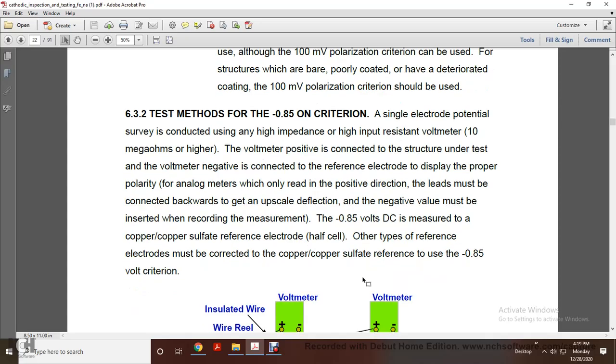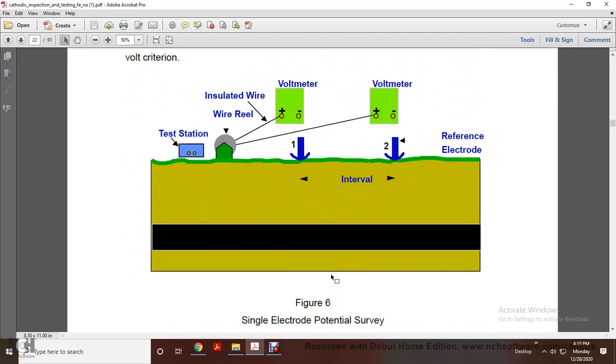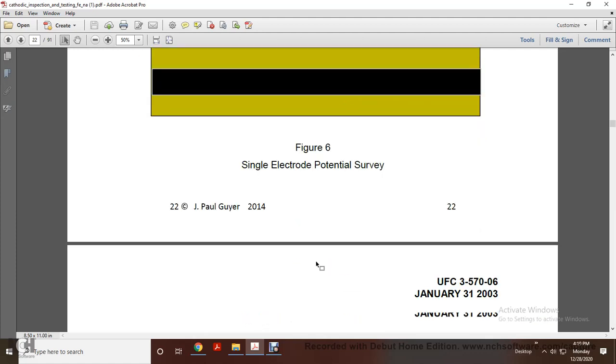Negative 0.85 volt DC is measured to the copper sulfate reference electrode half cell. Other types of reference electrodes must be corrected to the copper sulfate reference at the negative 0.85 volts criterion. Figure 6, single electrode potential survey: testing station, wire reel, insulated wire, voltmeter, intervals 1 and 2, and the voltmeter reference electrode.